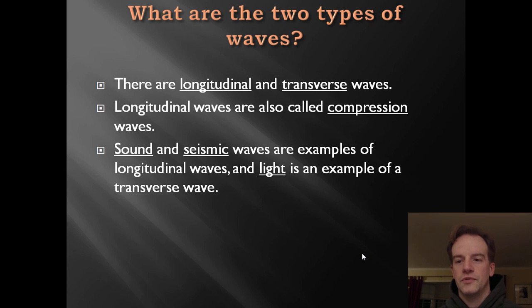What are the two types of waves? There are longitudinal and transverse waves. Longitudinal waves are called compression waves because parts of it get compressed together and pushed together. Sound and seismic waves are examples of longitudinal waves, and light is an example of a transverse wave.